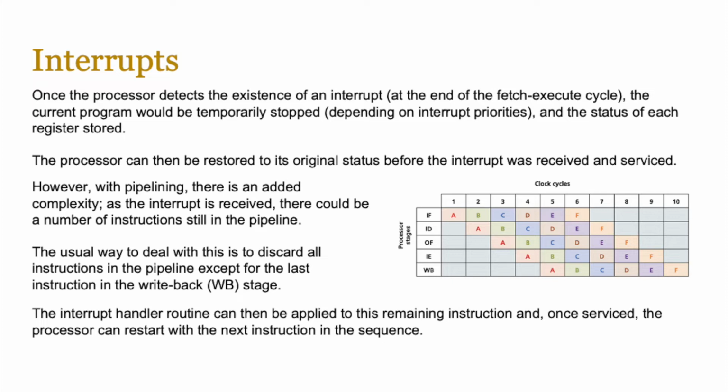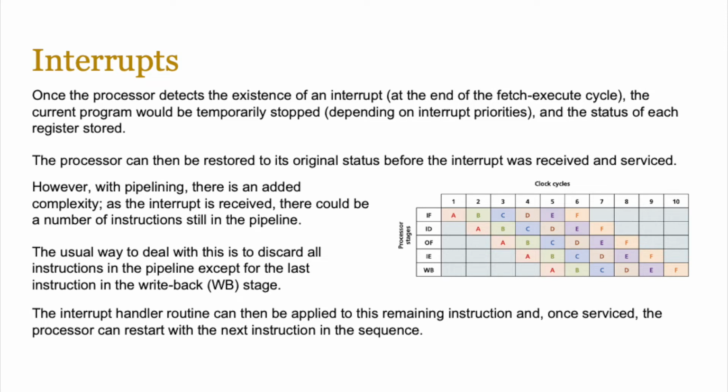And once the processor detects the existence of an interrupt, which is normally at the end of a fetch-execute cycle, the current program would temporarily be stopped. Now, how does that work in the pipeline stages? Well, let's just say you get a new interrupt, let's call it S, arriving at clock cycle 6. Now, the processor needs to make sure that F, E, D, C, those instructions are stored in registers and only B is written.